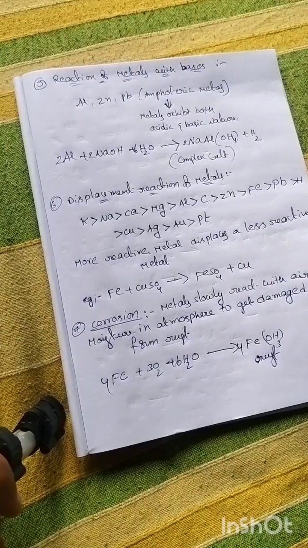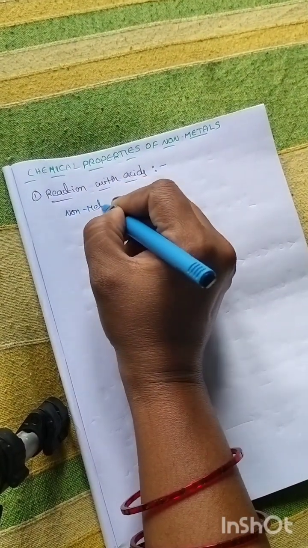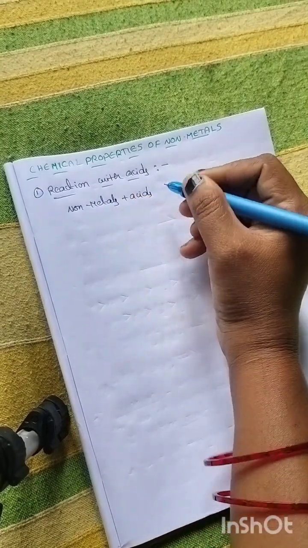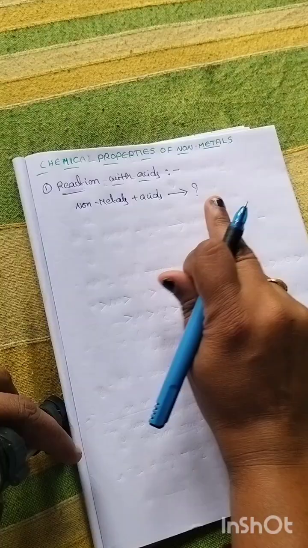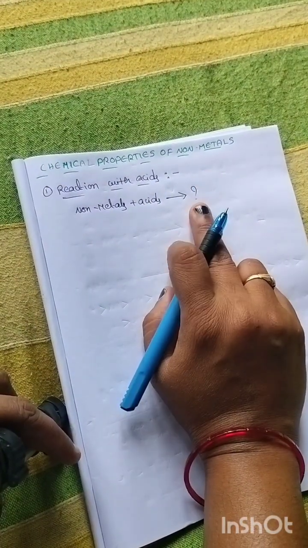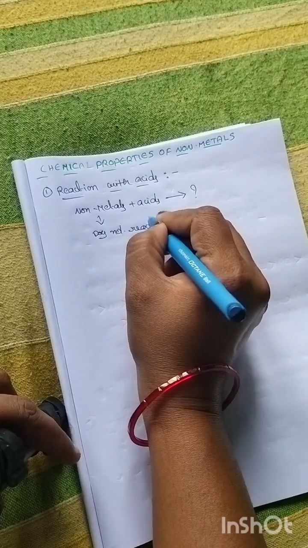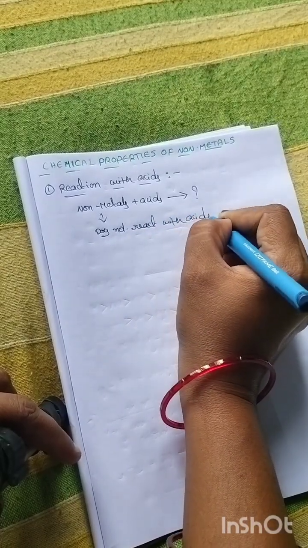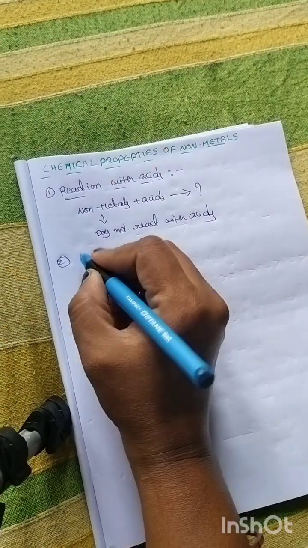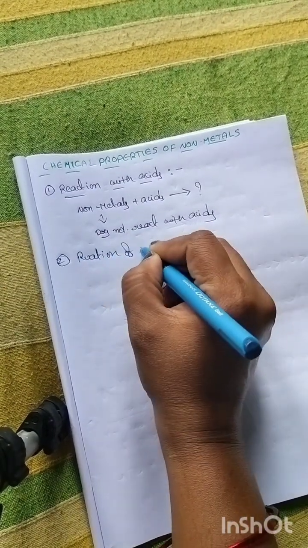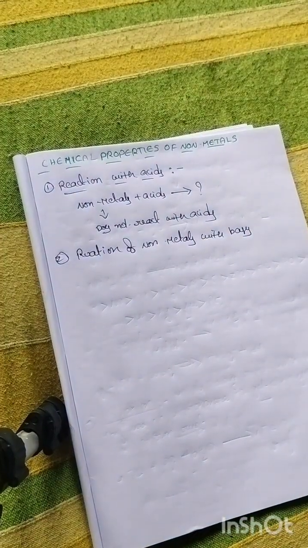Next, coming to the chemical properties of non-metals. They are very easy. The first chemical property is the reaction of nonmetals with acids. Do nonmetals react with acids? No. Nonmetals do not react with acids. Why? Because nonmetals are not soluble in acids.